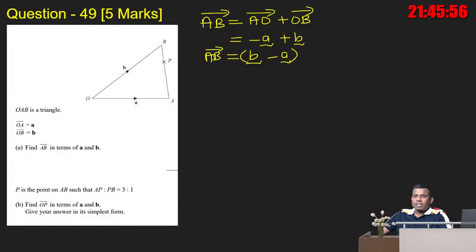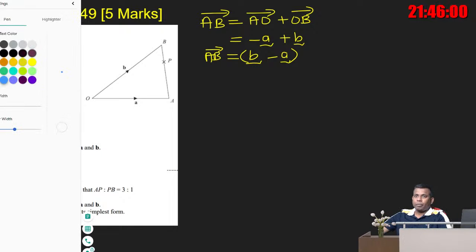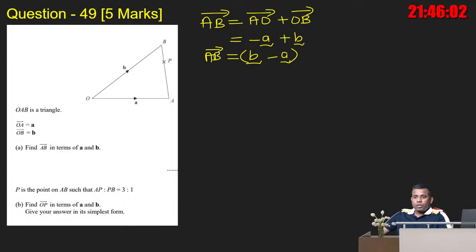Now P is a point, and I'm just going to be changing the color to make sure I can write in the white color space. So AP is to PB is 3 is to 1, right? And find the OP. So I need to connect O to P, which is here to here. So O to P in terms of A and B, right?